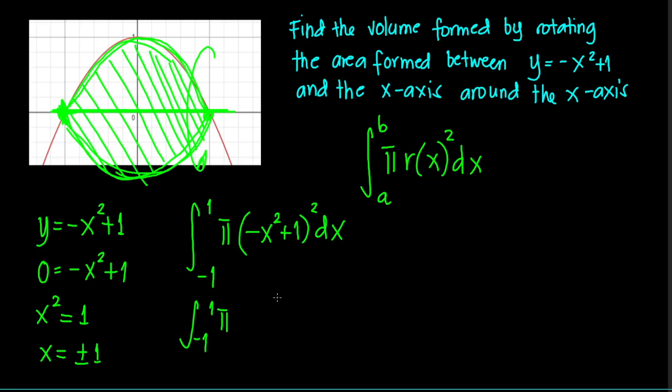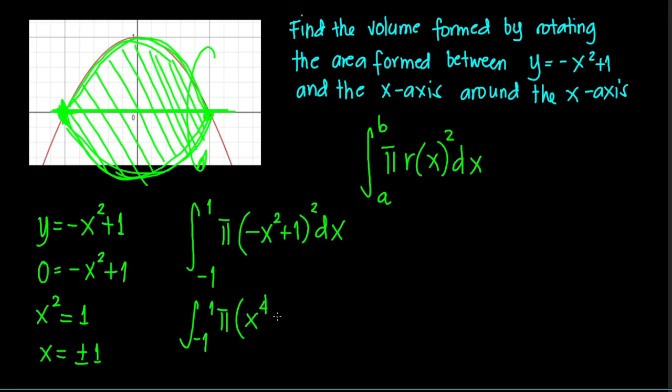So, either you use FOIL or any binomial methods that you want to use. Negative x squared, this is squared. Excuse me, it's not as is. So, negative x squared squared is going to be x raised to 4.